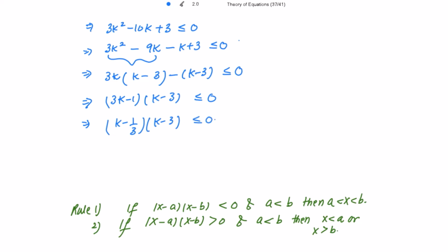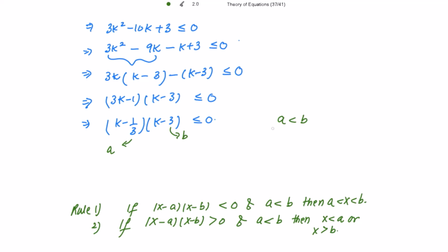What is the rule to solve the inequality? Please note, rule 1 is: if the product of (x minus a) and (x minus b) is less than 0, and if a is strictly less than b, then x lies between a and b. And if the product is greater than 0 and a is strictly less than b, then x is less than a or x is greater than b, the opposite, right? Now here this is your a and this is your b, and here a is strictly less than b.